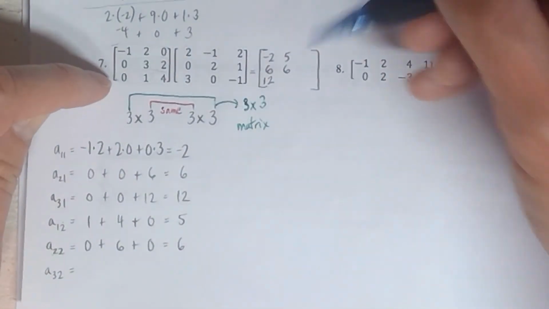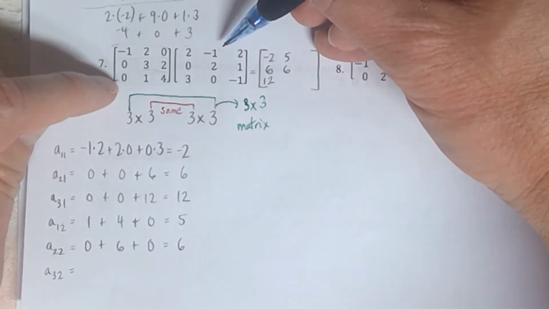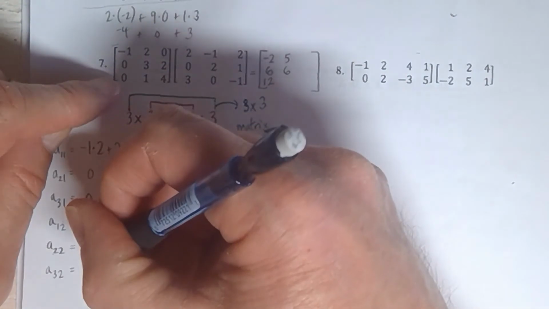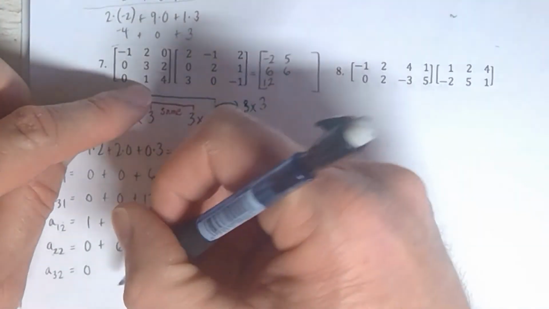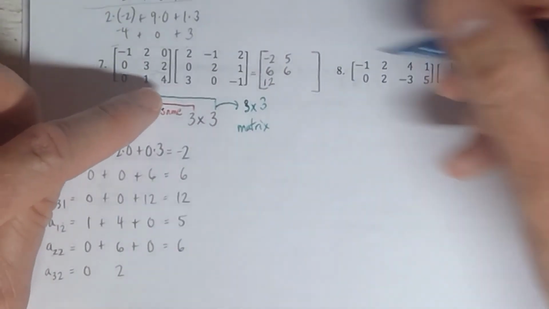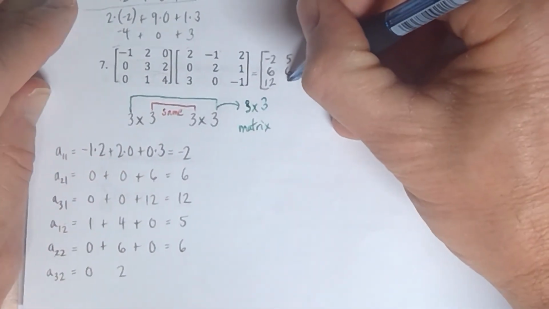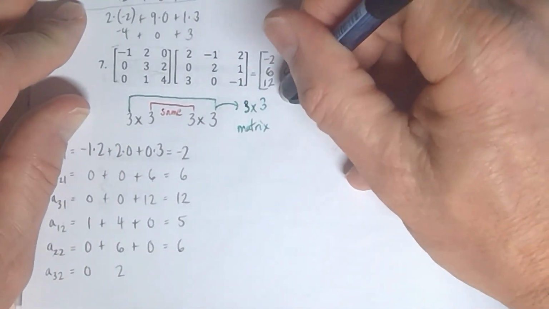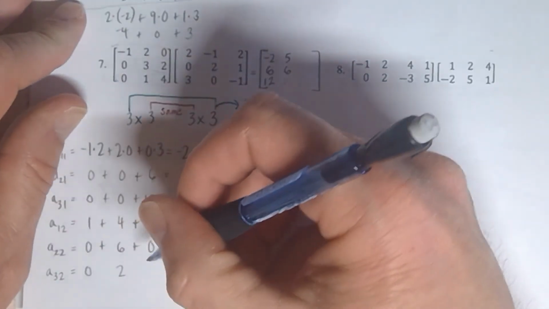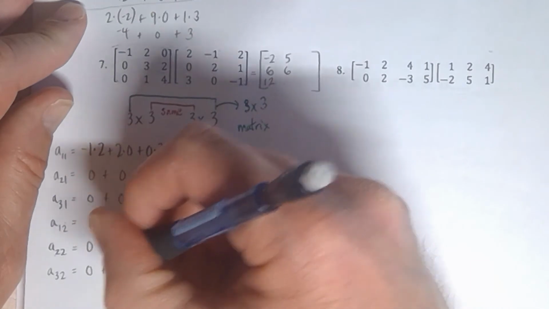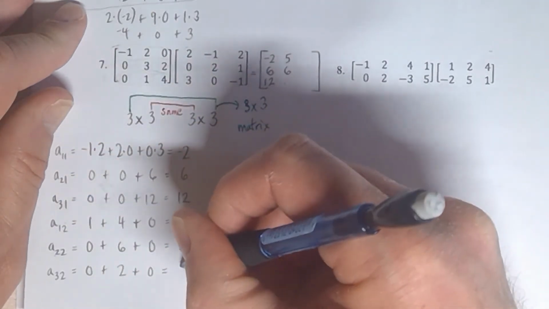Let's do that. Third row and second column is going to be 0 times -1 equal to 0. 1 times 2 is equal to 2. And finally, 4 times 0 is 0. I wrote that in the wrong place. I'm getting too far ahead of myself there. Sorry. And so we end up getting 0 plus 2 plus 0 is 2.